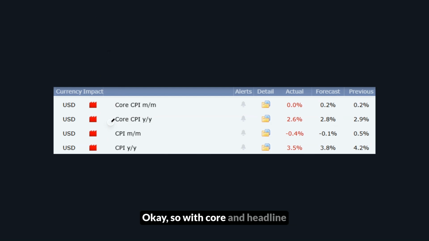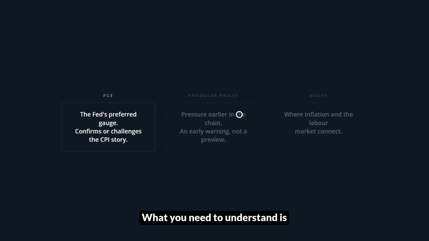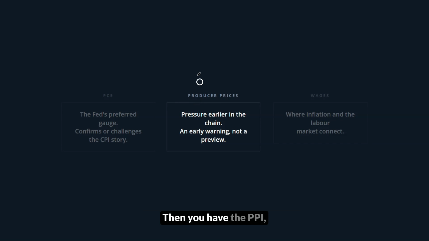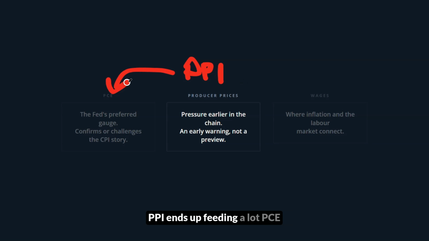Okay, so with core and headline inflation, you've got pretty much inflation understood and sorted. But CPI is not the only inflation information that you will encounter. So let me try to keep it simple. What you need to understand is simply that in the United States, there's also PCE, which is the Federal Reserve's preferred inflation metric. It's simply called, again, PCE. Then you have the PPI, the Producer Price Index. It's useful as sometimes a bit of an early warning, potentially, because PPI ends up feeding a lot of PCE.